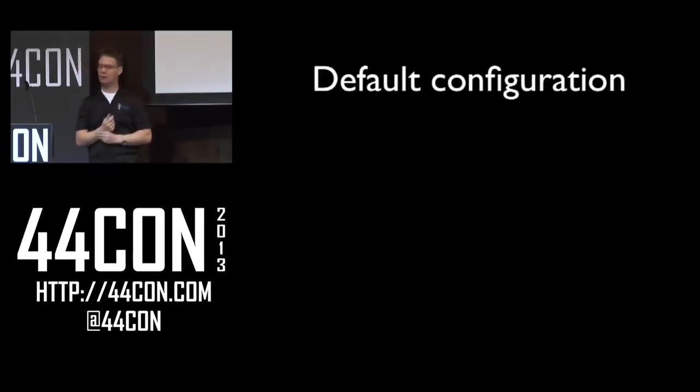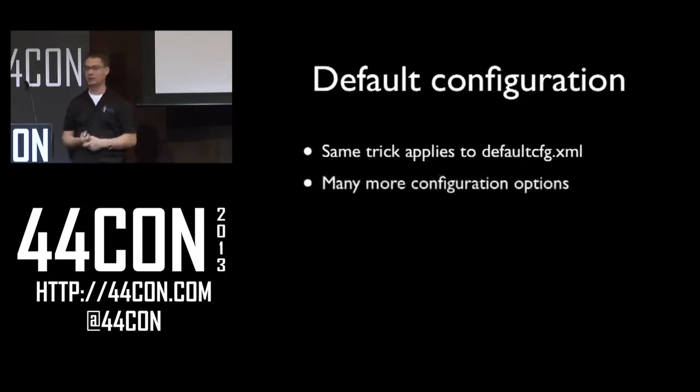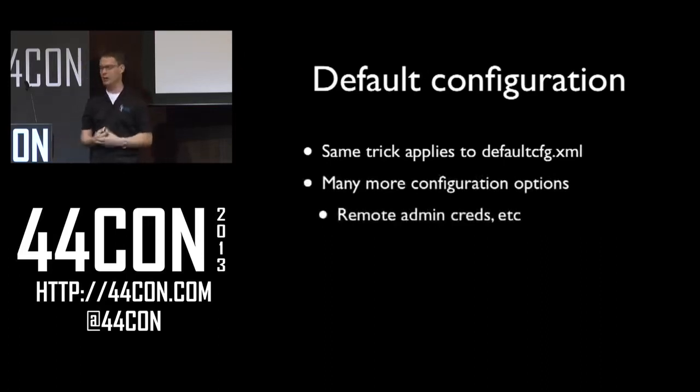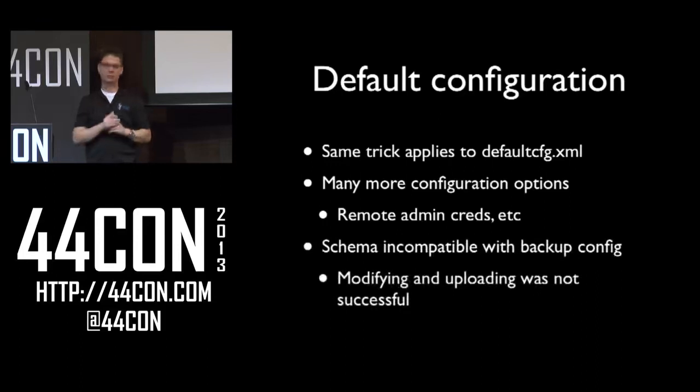Before I gave up on this, I did have a look at the default configuration. So there's this file called defaultconfig.xml on the router's file system. And the same trick basically applies to it, and you can decrypt it. And when I decrypted it, I found a ton more options. And there are some remote admin creds that I assume are used by the ISP to remotely administer the device. But I did find that it was a very different schema from what was in the backup configuration file. So my attempts to modify it and restore it in place of a backup configuration file or steal some of the XML elements out of it and put in that backup config were not successful.